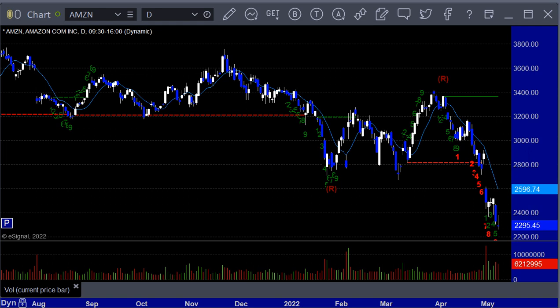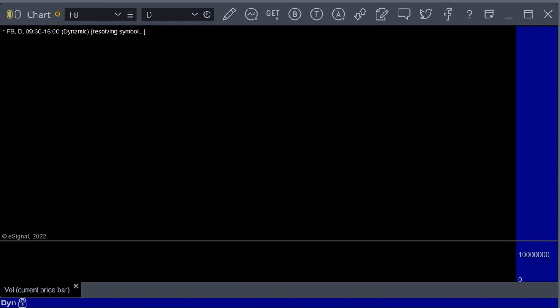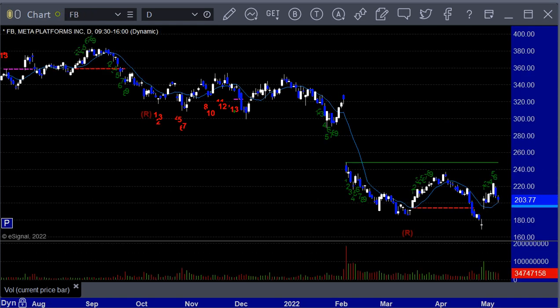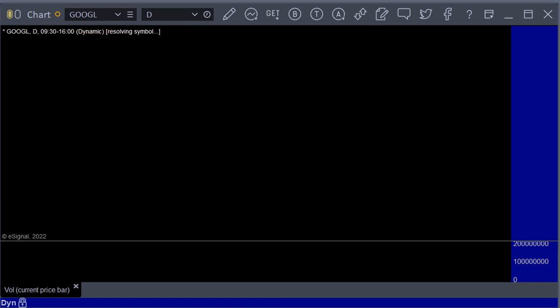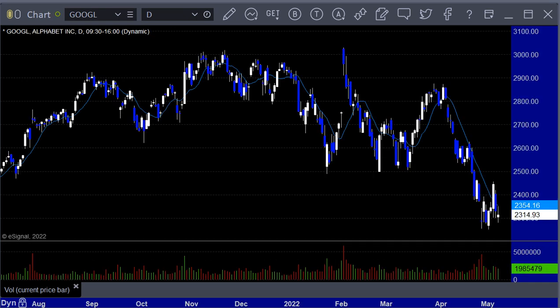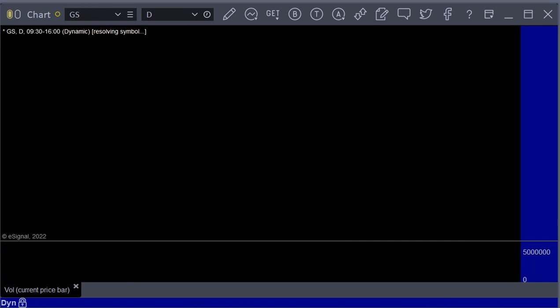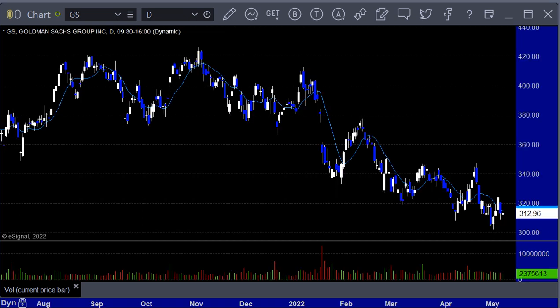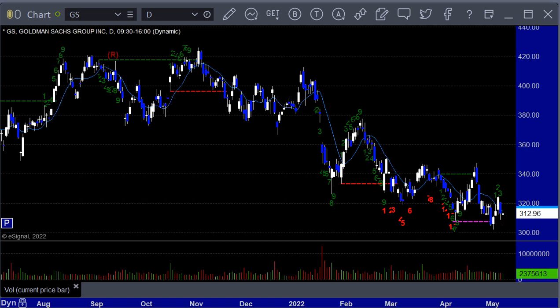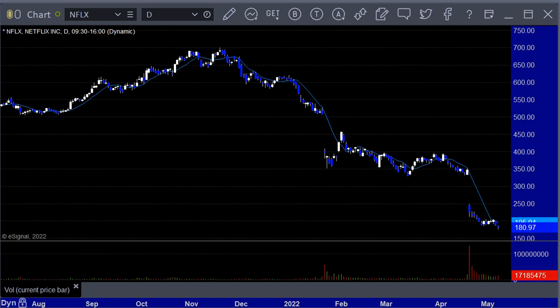Amazon down 32.69. New lows, that's a new closing low, new low on Amazon for a while. Facebook down $4.51. Not a new low, basically where it's been for 4 months, but it's definitely near the lows compared to where it was earlier. Google down 15.18. Goldman Sachs down 11 cents. Netflix down 7.35.